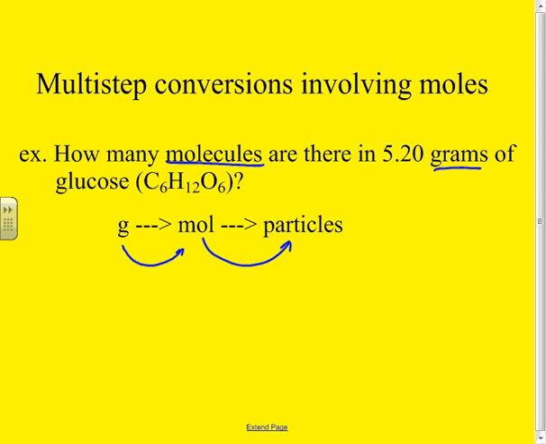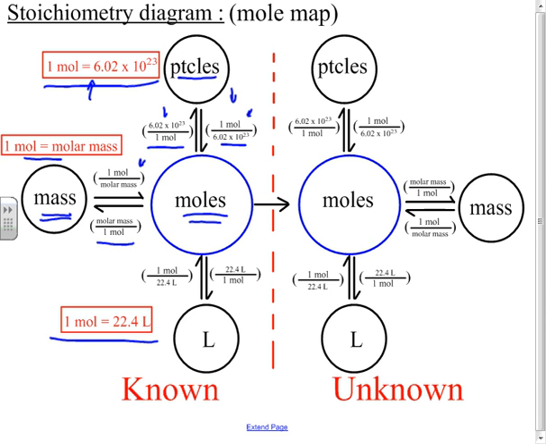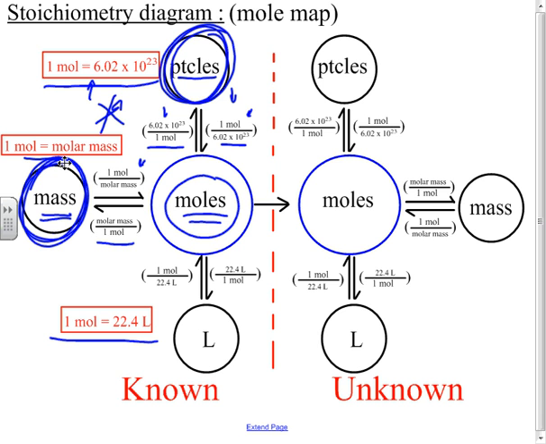How many molecules are there in 5.20 grams? So I'm giving you grams, and I'm asking for molecules, a particle. There is no equivalent to get directly there, so we have to go through moles and then to particles. So mass to moles to particles. So we're first going to divide by the molar mass to convert the mass into moles, and then we're going to multiply by Avogadro's number to get to particles.